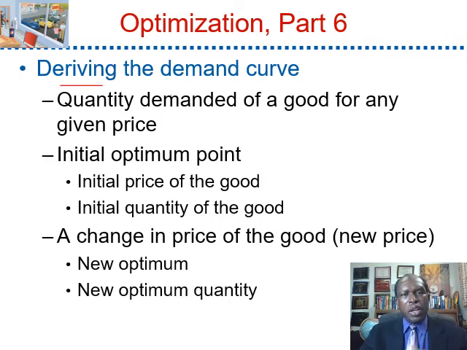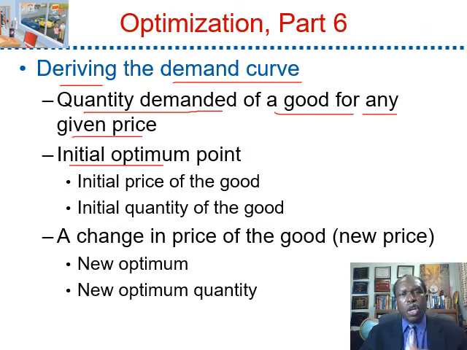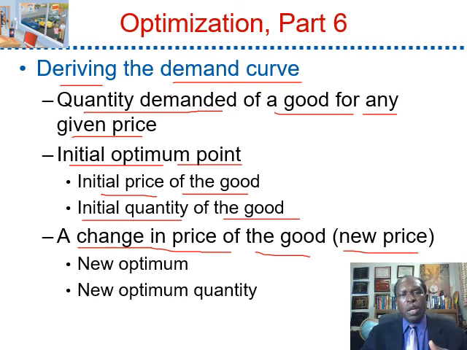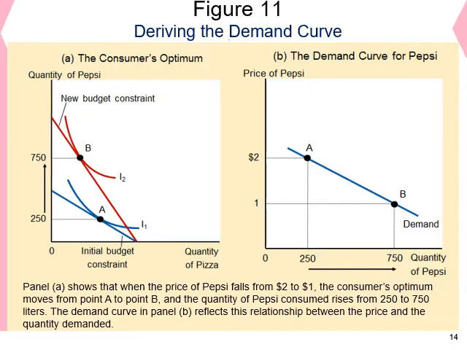To derive the demand curve, we start with the quantity demanded of a good for any given price. We look at the initial optimum point, with the initial price of the good and the initial quantity of the good. And then we look at the change in the price of the good, the new price, which leads to a new optimum and a new optimal quantity. Figure 11 displays deriving the demand curve.